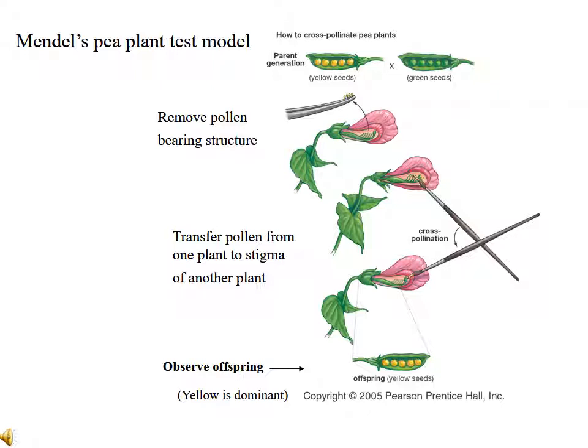As you're looking up here, we see that we have two plants. One has green seeds, and one has yellow seeds. And doing a cross between green seeds and yellow seeds, he gets offspring of all yellow seeds. Now, why should he get all yellow seeds? What happened to the green seeds? Well, this is where we're going with all of this.